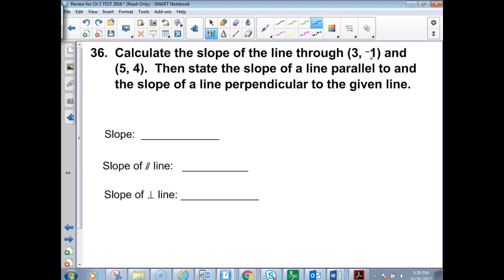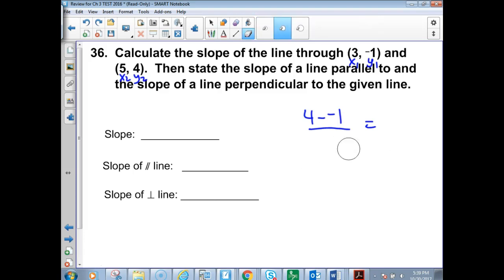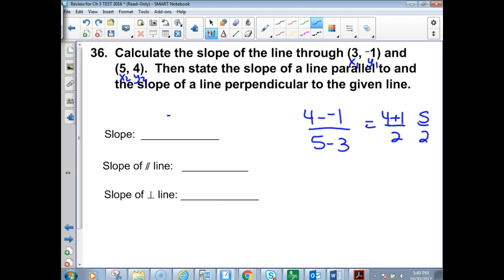Calculate the slope of the line through (3, -1) and (5, 4). 4 minus -1 over 3 minus 5. What I just did was, this is x1, y1, this is my x2, y2. Subtract your y's first, 4 minus -1. Subtract your x's, 5 minus 3. I should have done 5 minus 3, so I made a boo-boo just now because I went too fast. Since I started with y2, 4 minus -1, I've got to go back and do 5 minus 3. 4 minus -1 would be 4 plus 1, and that's 5 over 2. So the slope is 5/2.